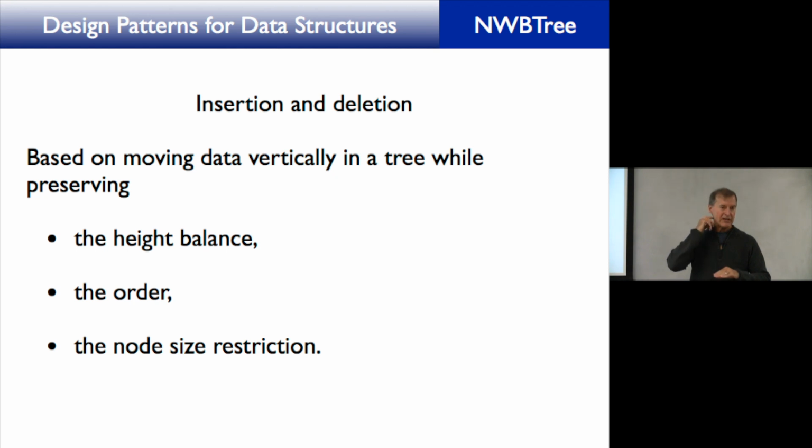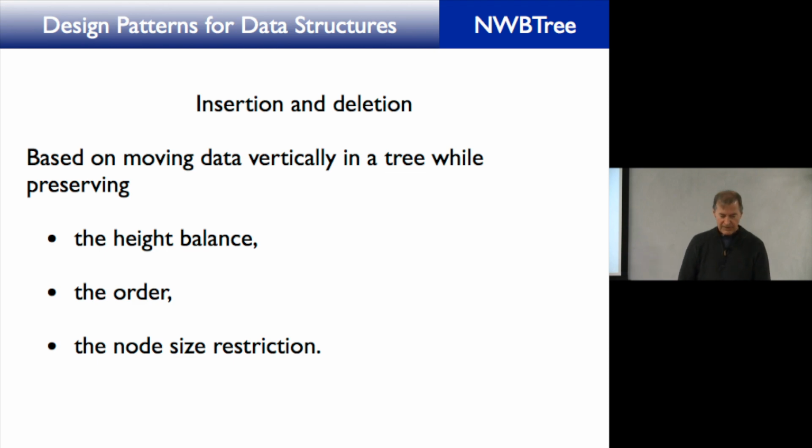Now you see, when we did the red-black trees, we were concerned with propagating the red links down so that we could do a removal. But now we're actually going to propagate the data. We're going to take data values, and they're going to be propagated down and lifted up in a way that maintains those B tree invariants. What will be maintained is the height balance, the order, and the node size restriction.